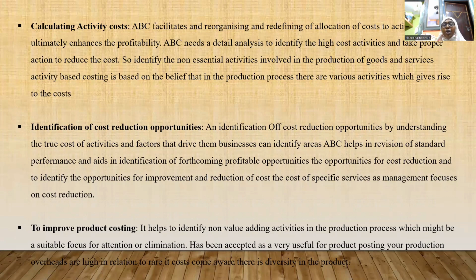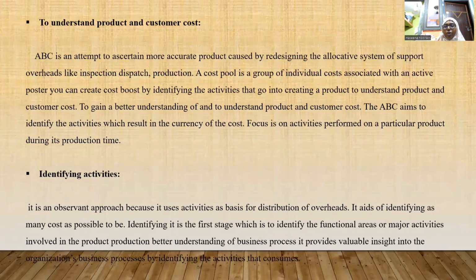The next one is to improve the product costing. As it says, it helps to identify non-value adding activities in the production process which might be a suitable focus for attention or elimination. And it has been accepted as very useful for product costing where production overheads are high or where there is diversity in the product. To understand the product and customer cost, ABC helps in an attempt to ascertain more accurate product cost by redesigning the allocation system of support overheads.